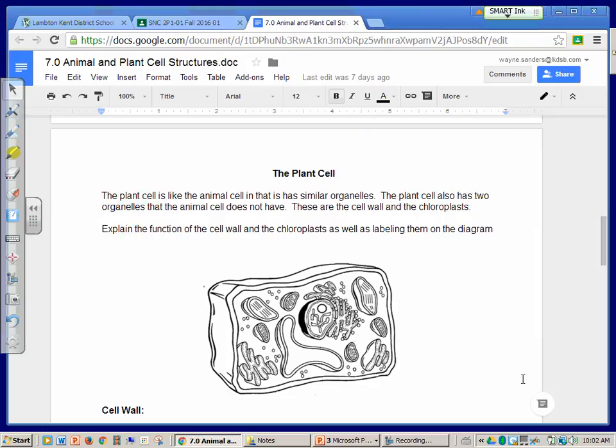The plant cell is like an animal cell in that it has similar organelles. The plant cell also has two organelles that the animal cell does not. These are the cell walls, and these are chloroplasts. Explain the function of the cell wall and the chloroplasts as well as labeling them on the diagram. Right now I'm going to label them on the diagram for you, then I'm going to go to my PowerPoint and we will define what those things are. The cell wall is the outer layer. There's an extra outer layer, so I'm just pointing to the outside line, and that's the cell wall.